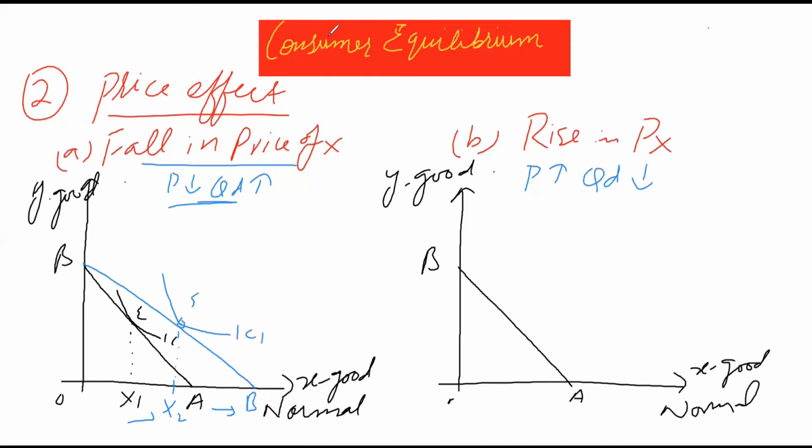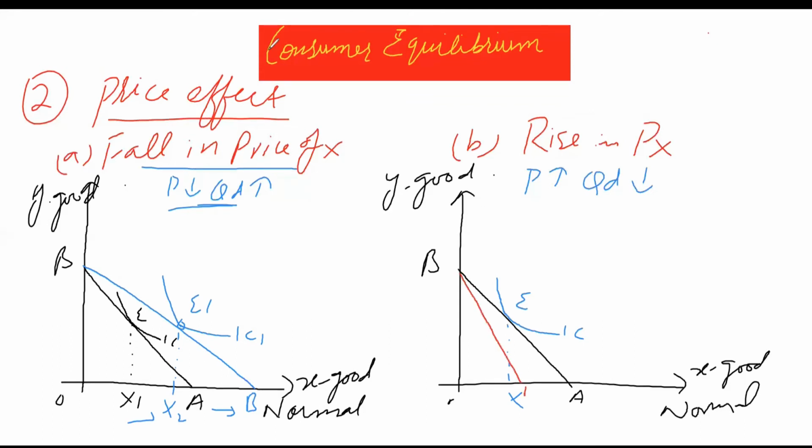Now let's look at the right hand side graph, where PX stands for the rise in price of X. When the price of X increases, the budget line will pivot from BA to B1, and initially the consumer was purchasing X quantity of the normal good. Now he will purchase a lesser quantity of the normal good, that is X1. So the purchasing power of the consumer has decreased, and being a normal good, he purchases less.